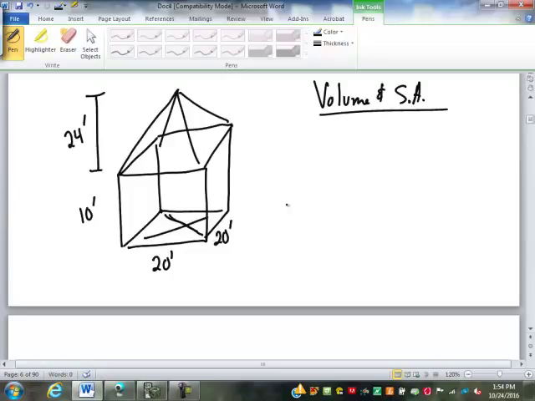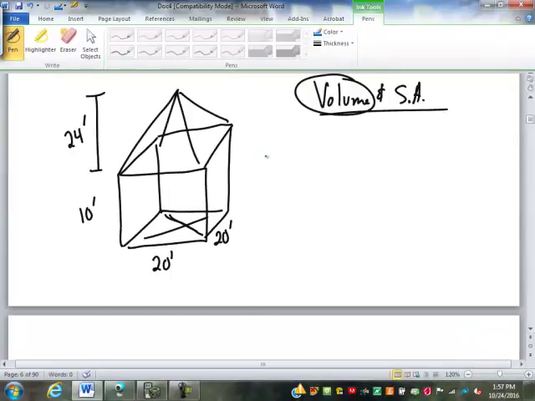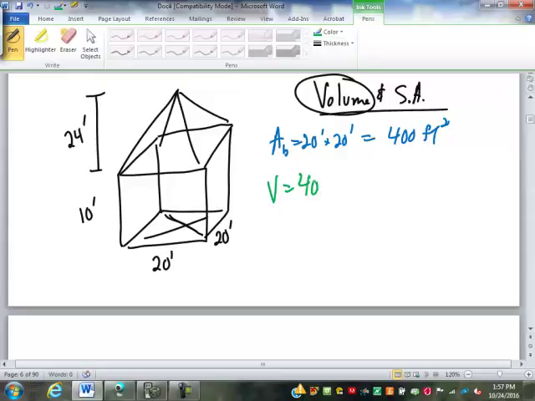Let's find the volume first. We'll talk about the surface area later. Just find the volume for right now. That's the least confusing part of this. So we're going to do the cube first, or the box first. Area of the base is 20 by 20, so it's 400 square feet, giving us a volume of 400 square feet times 10 feet, 4,000 cubic feet.